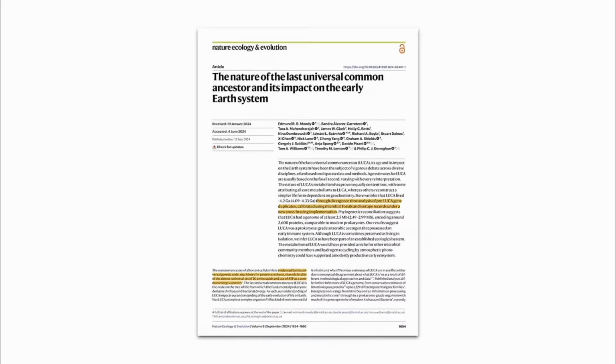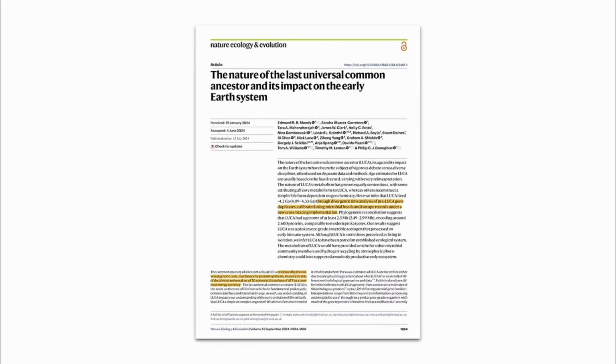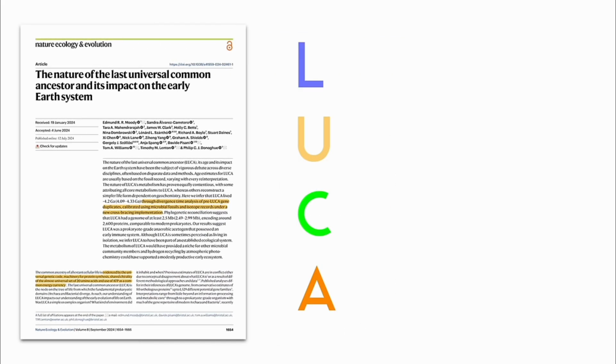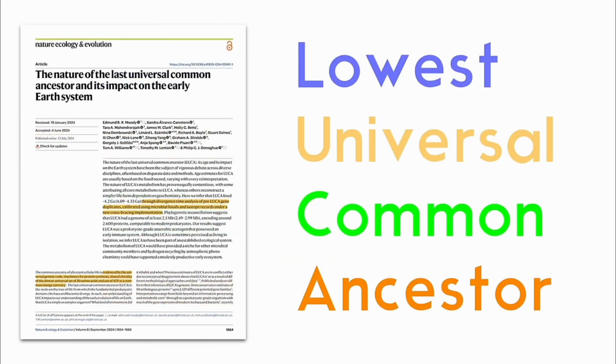Published in Nature this summer, they claim to be able to date the age of what is known as Luca, the lowest universal common ancestor. All life on Earth shares a common ancestor, evidenced by our universal genetic codes.